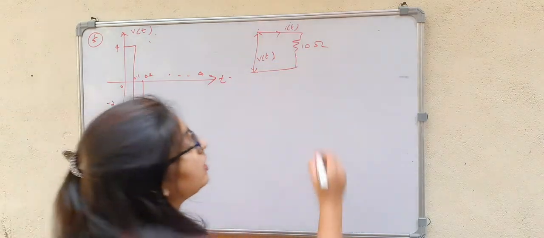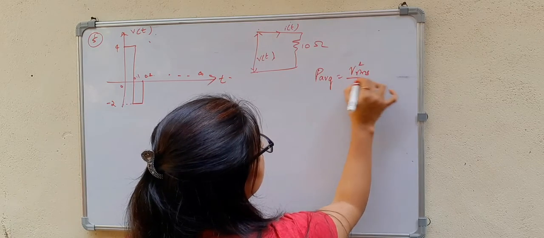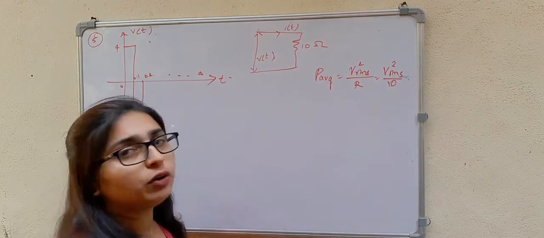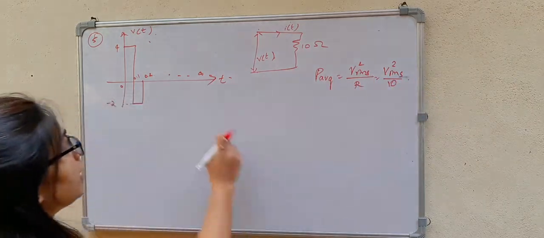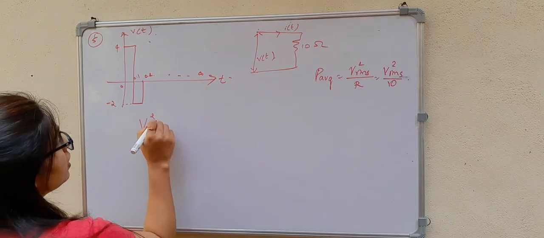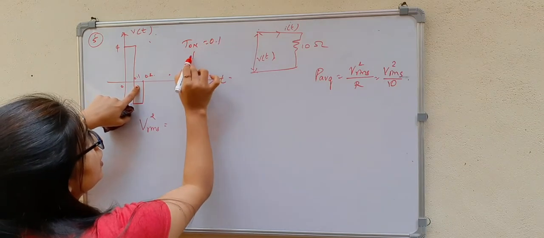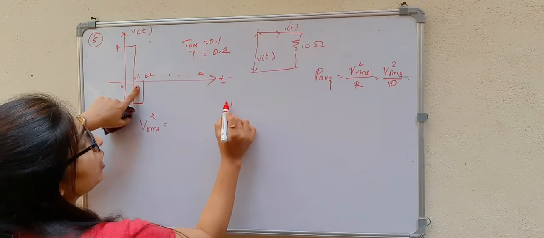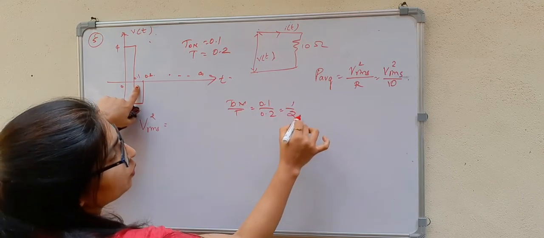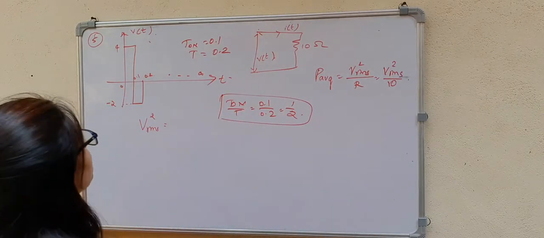Okay, so here in this case power average will be equal to V square RMS divided by R. So V square RMS divided by 10. So we have to find V square RMS, which can be found using this waveform. V RMS square is equal to, in this case, T on is 0.1 and T is 0.2. So T on by T is 0.1 divided by 0.2, which is equal to 1 by 2. Okay, I have found this. Now it is easy to find V square RMS.